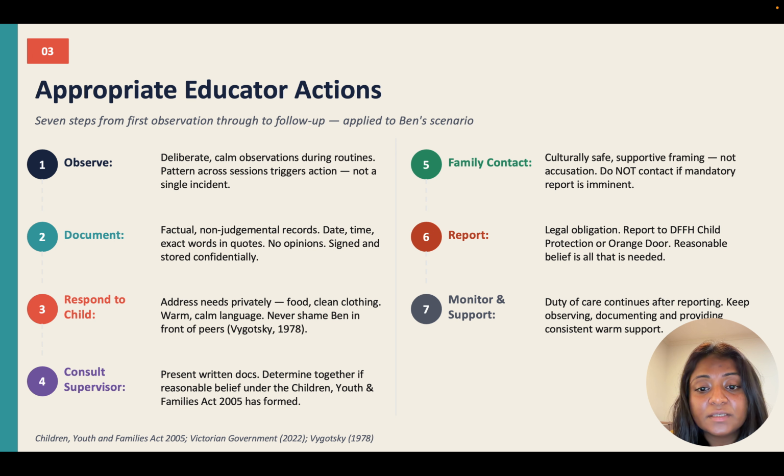And the step 6 would be report, and this is a legal obligation of all educators and the staff. If we have formed a reasonable belief that the child is in need of support, we have to report to DFFH Child Protection or to the Orange Door. And the last step, and not the least, would be monitoring and ongoing support. So this is one of our duties of care to continue after reporting. We have to keep observing, documenting, and provide consistent, warm support to the child.